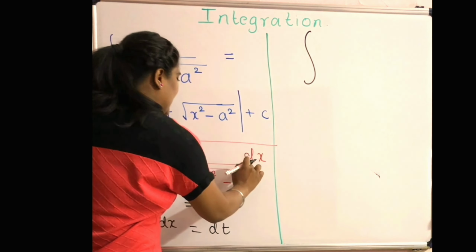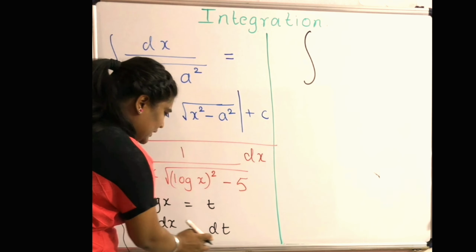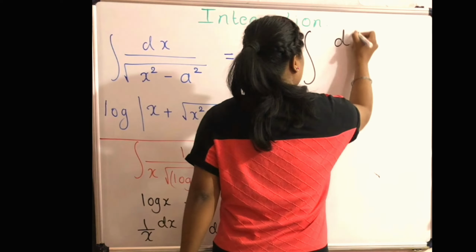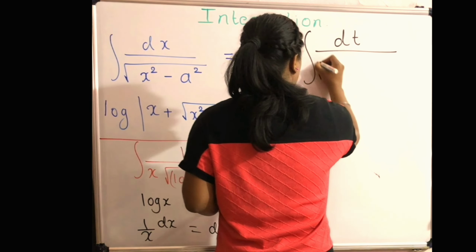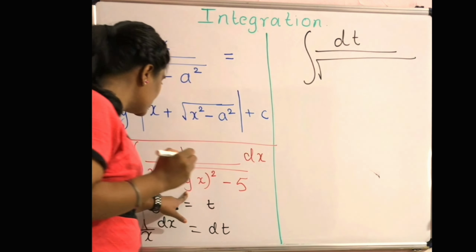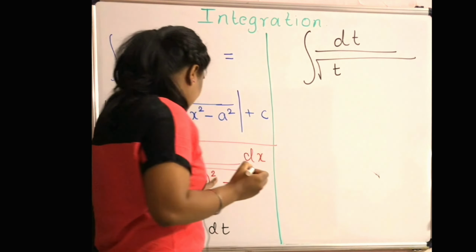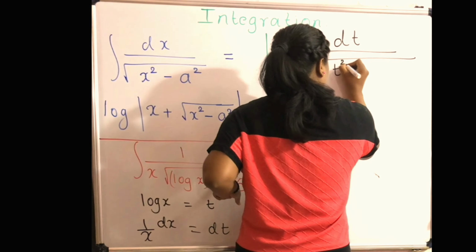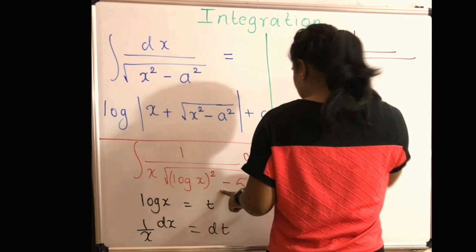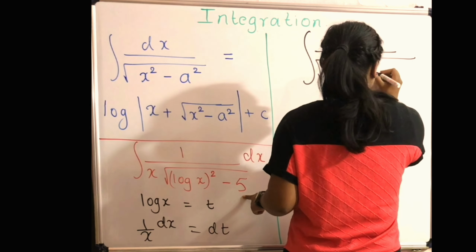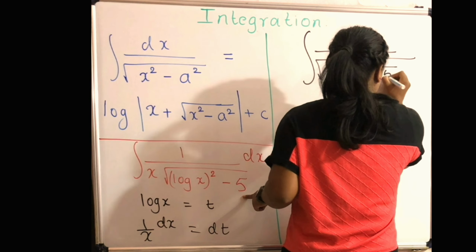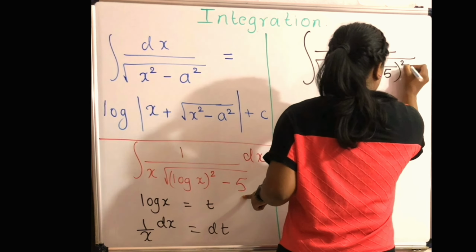Integration, in place of dx by x, put dt. dt upon under root, in place of log x, put t. Here it is square, so put square. Minus, here it is 5, write 5 as root 5 whole square.